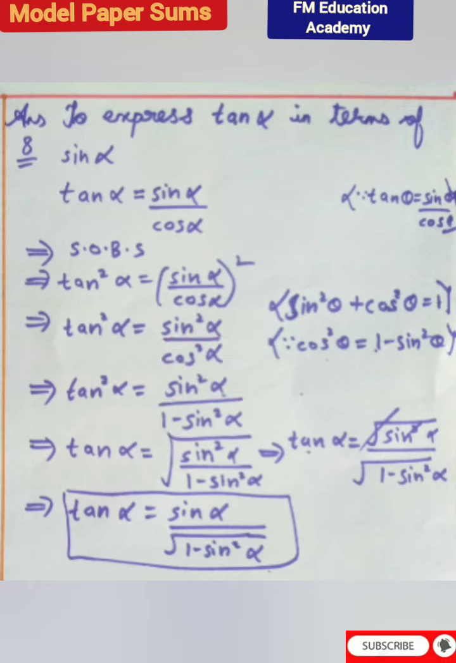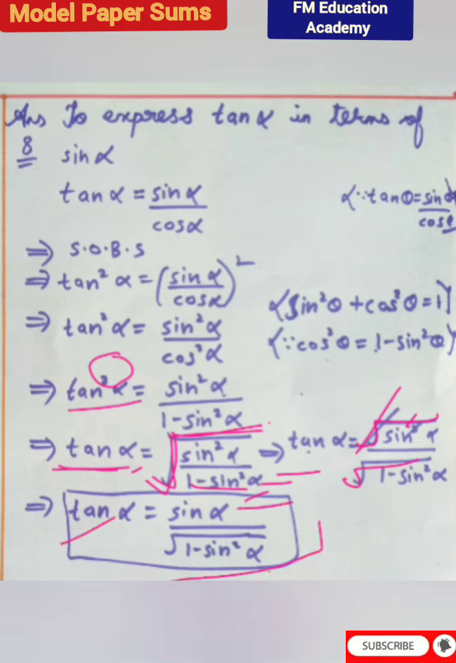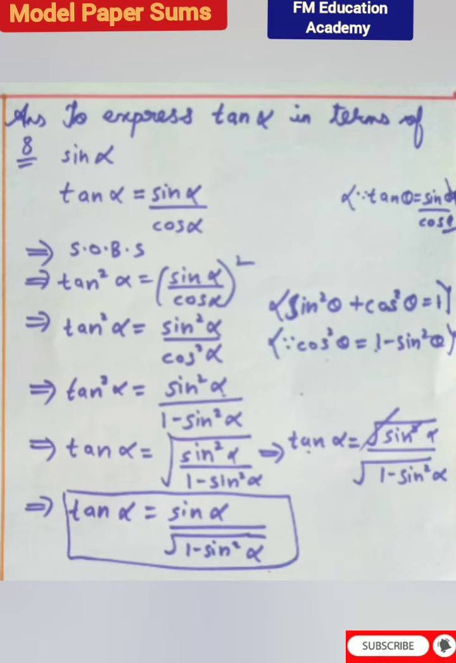But the question didn't say write tan square alpha in terms of sine alpha. It said write tan alpha in terms of sine alpha. So we have to remove the square. How to remove the square? Tan alpha is equal to, when the square goes to that side, it becomes a square root. So the square root of sine square alpha by 1 minus sine square alpha. This whole square root belongs to the numerator sine square alpha as well as the denominator 1 minus sine square alpha. So root of sine square alpha by root of 1 minus sine square alpha. Here the square and root get cancelled in the numerator. So we have tan alpha is equal to sine alpha by root of 1 minus sine square alpha. Finally, we have written the formula in terms of sine alpha.